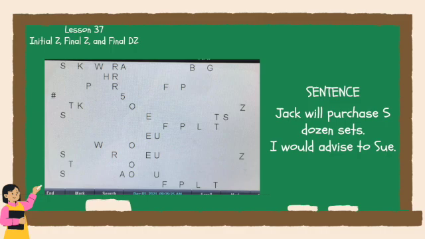Then in the next sentence we have: I would advise to sue. So we have there how the sentence is written. Again, you can hit the pause button to take a closer look at how these sentences are written. This is how these sentences appear in the steno writer or machine when we type them using the machine.